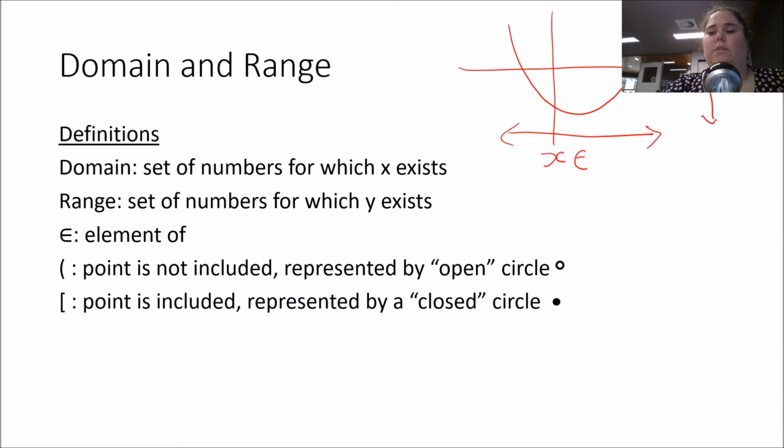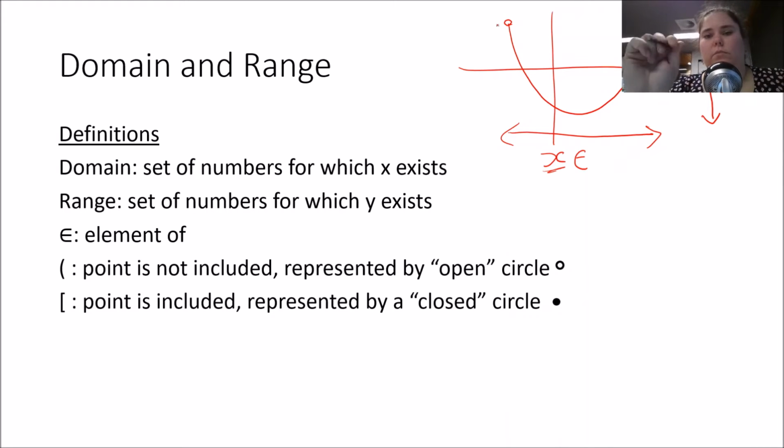Range is the vertical height of our graph. So it's all the values that y exists for, or is an element of, for the graph. So that's how we know that we're either talking about the domain or the range. When we're talking about domain and range as well, if you have endpoints or restrictions, you'll have an open point or a closed point.